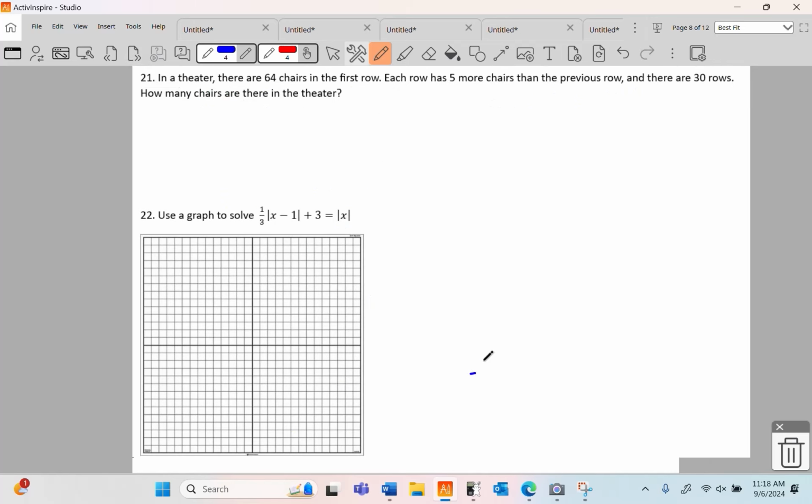What do we got here? In a theater, there are 64 chairs in the first row. Each row has 5 more chairs than the previous row, and there are 30 rows. How many chairs are there in the theater? So it's saying add them all up. It's saying find the summation. It's saying find the sum of n terms. And the formula is n over 2 times first plus last, which is written a sub n.